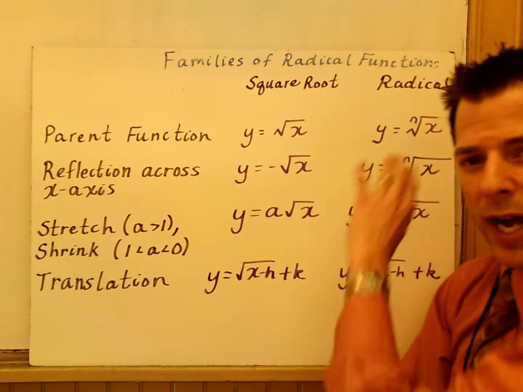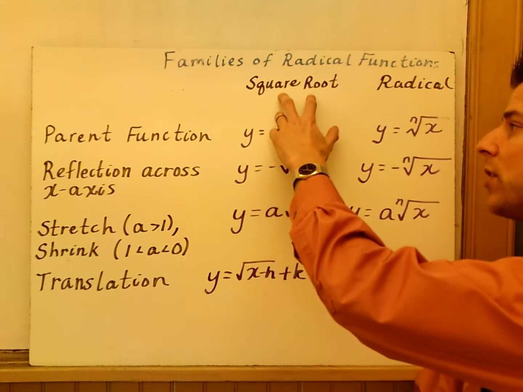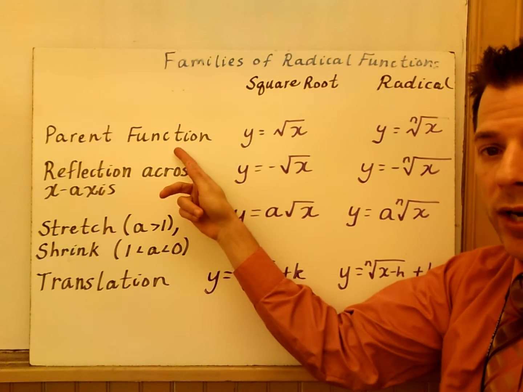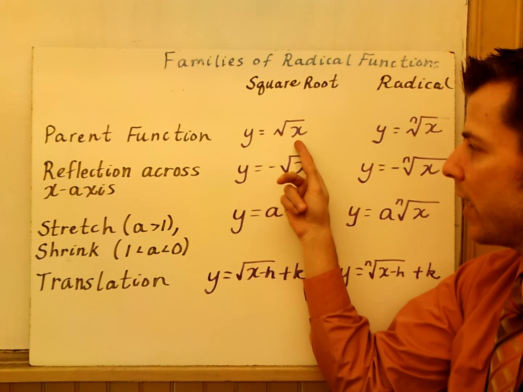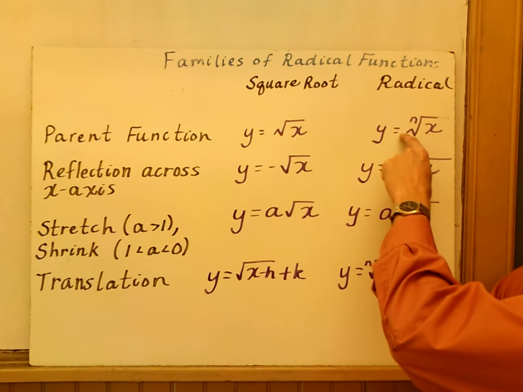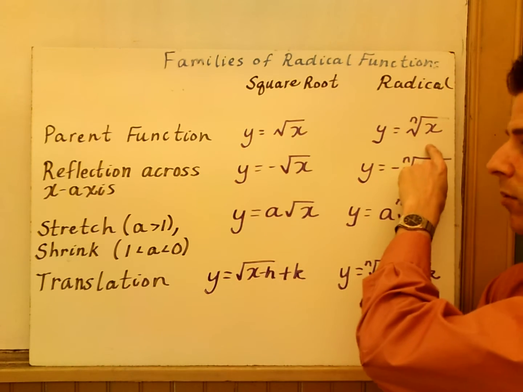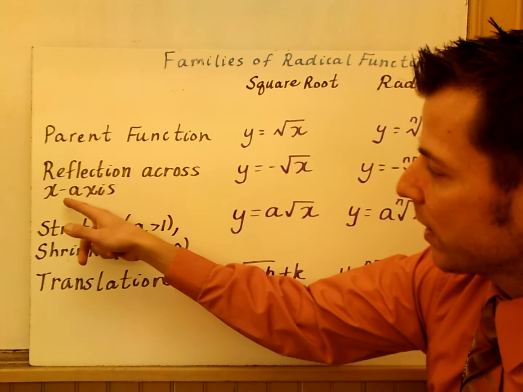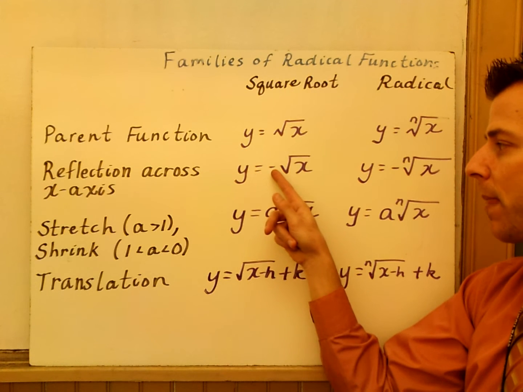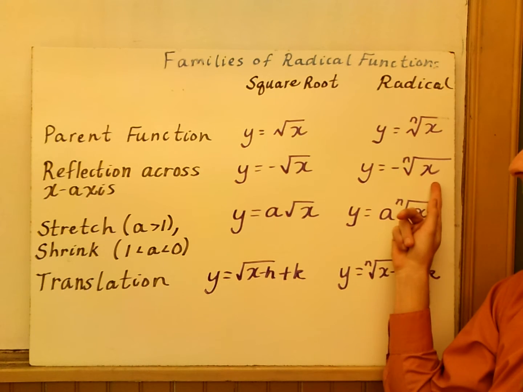We're going to talk more about radicals in class, but for families of radical functions, you get the square root and then the general radical. The parent function of the square root is y equals square root of x. The parent function of any radical is y equals the nth root of x. We don't know n, but that's the general parent function. To reflect across the x-axis, you take the opposite, so it's negative nth root of x.